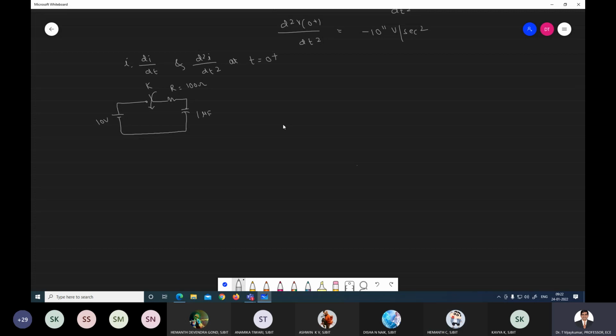All of you get the answer, or shall I do it? Do this one, sir. Okay. So determine di/dt and d²i/dt² at t = 0+.